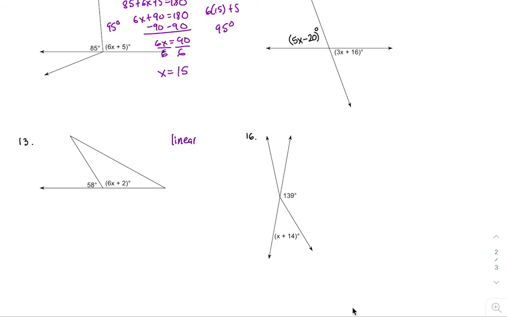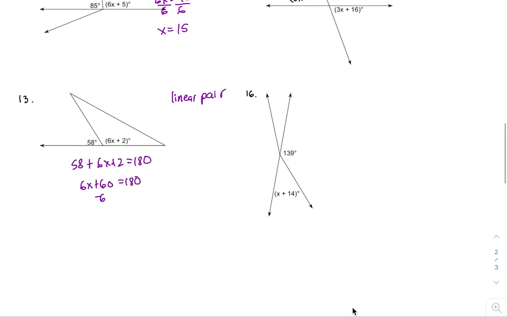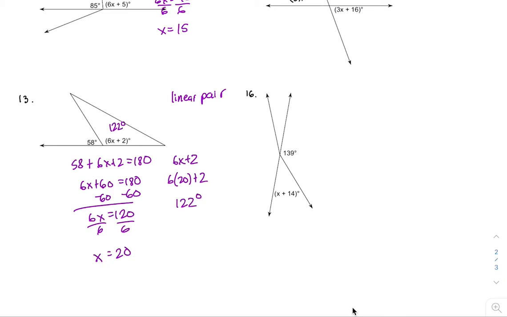Again, another linear pair. So we've got both these angles adding up to 180 because they're supplementary. So 58 plus 6x plus 2 equals 180. 6x plus 60 equals 180. Subtract both by 60. Divide both by 6. So x is equal to 20. Plug this into the angle to find the angle measurement. So 6x plus 2, the x becomes 20. 6 times 20 is 120 plus 2, 122. So this is going to be 122 degrees.